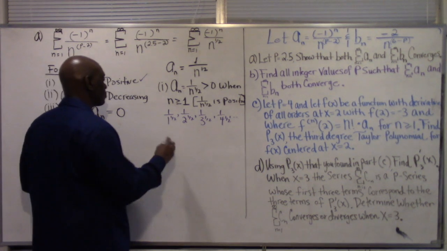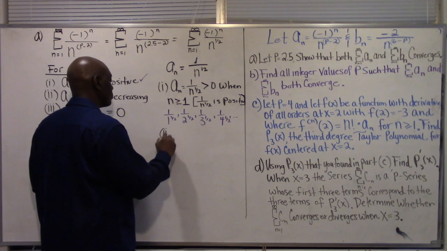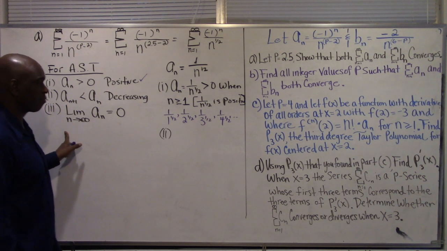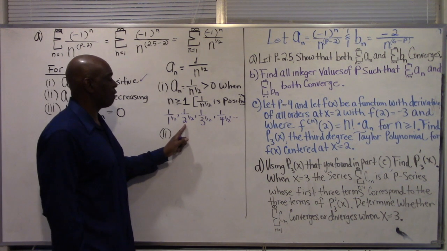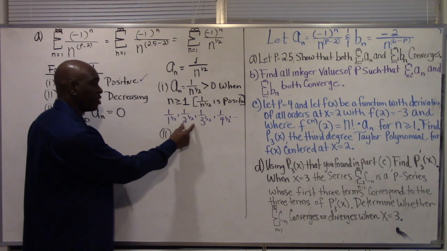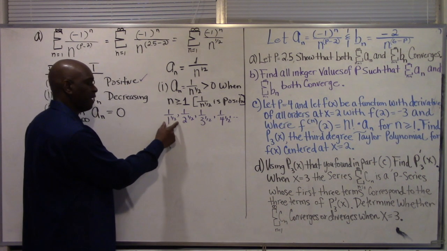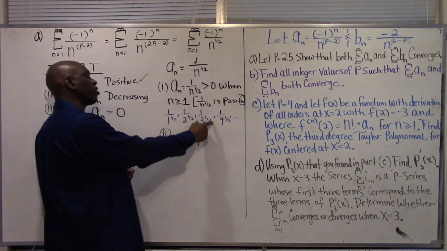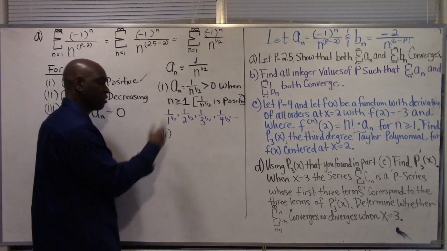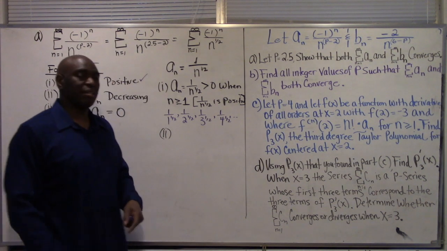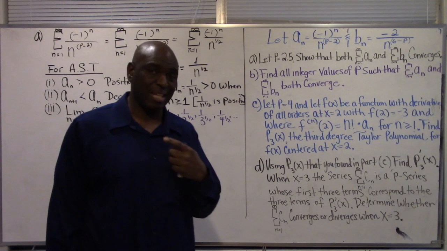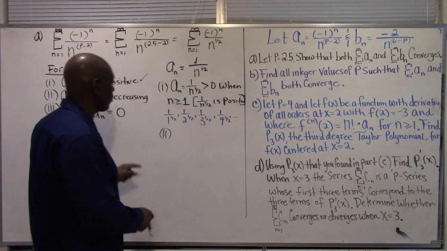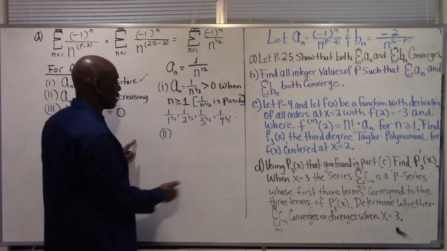Condition number 2. All right. Condition number 2 says it must be decreasing. You must show that the n plus 1 term is smaller than the n term, or the n plus 2 term is smaller than the n plus 1 term, and so on and so forth. Now the best way, I believe, to indicate that the sequence is decreasing, this is one way you can show it like that.